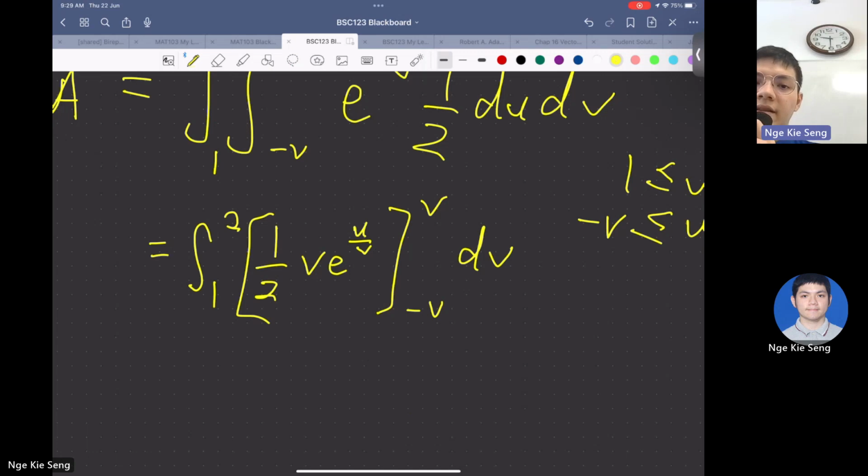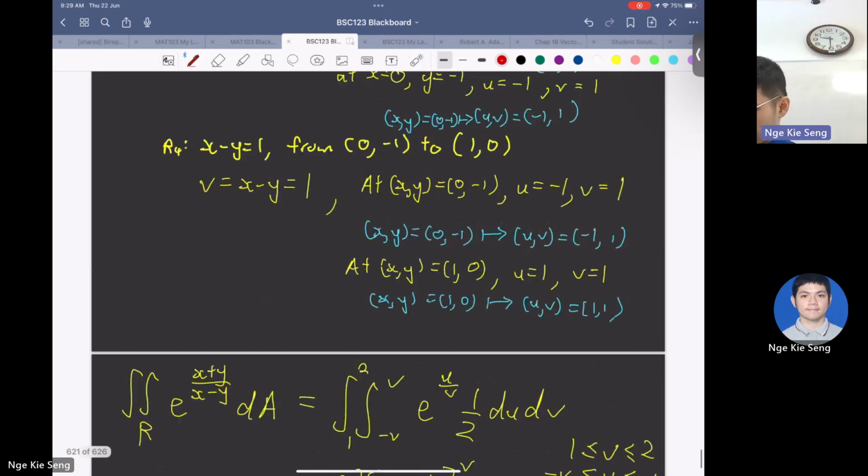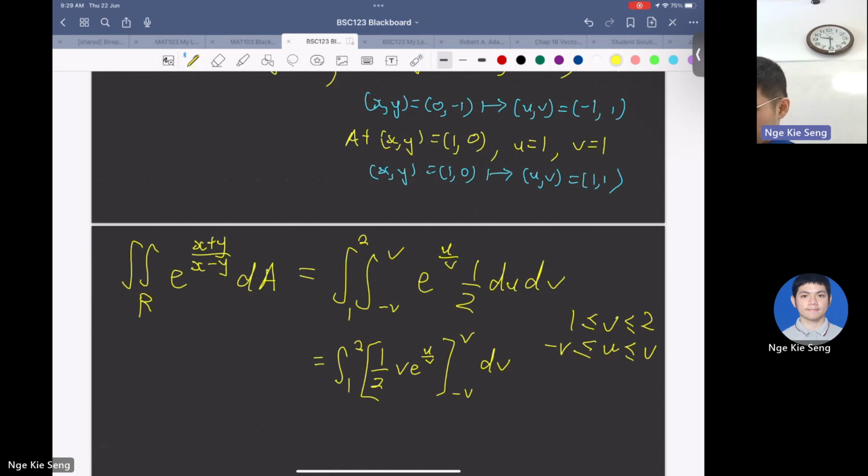Jacobian is negative 1 over 2. Okay, good. But you need to put absolute, correct? When you put it inside the integral, you need to put absolute. Okay. Right. Good.